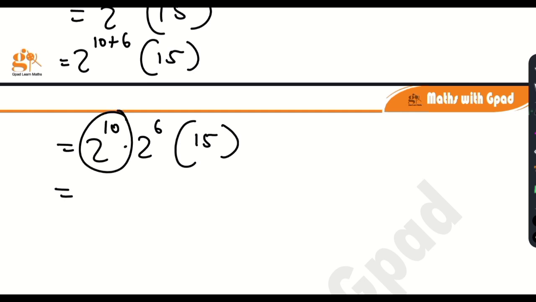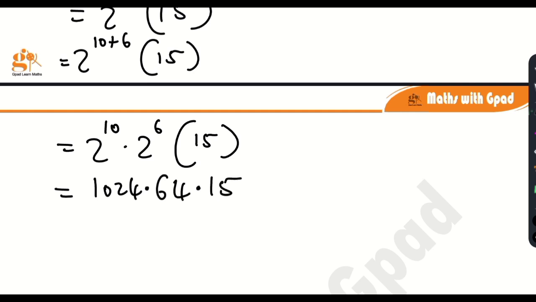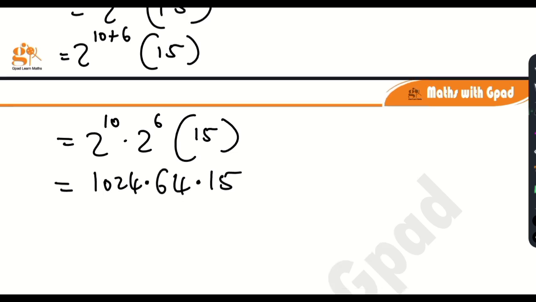So what is 2 raised to the power of 10? That's easy. That's 1024. Times, what is 2 raised to the power of 6? That is 64. Times, this is times, by the way, not decimal point, but times. Times what? 15.